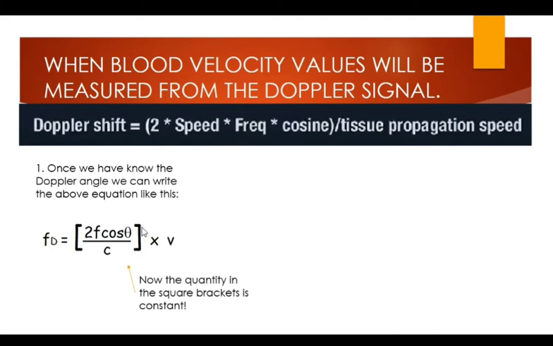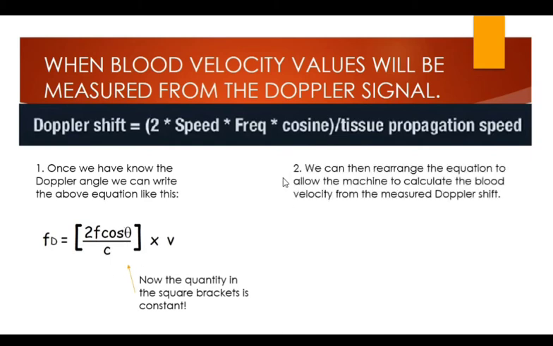So now the quantity in the square brackets is constant because we know what all of these numbers are going to be. So what we can do is rearrange the equation to allow the machine to calculate the blood velocity from the Doppler shift. So we're going to move that Doppler shift over to here, and it's going to look something like this. So now we've got velocity over here. Because we've shifted these two and we've swapped these around, we're going to switch this up here. And that's math, and I hate it, and I honestly don't really understand how this equation changes and why it changes like this, but I've memorized the equation.